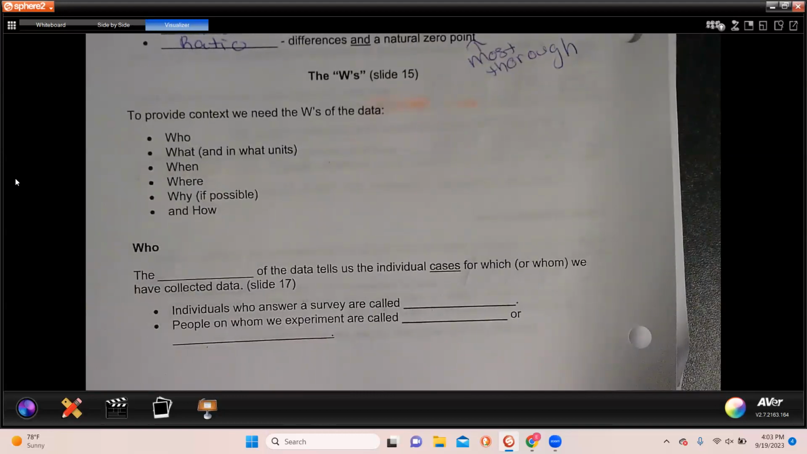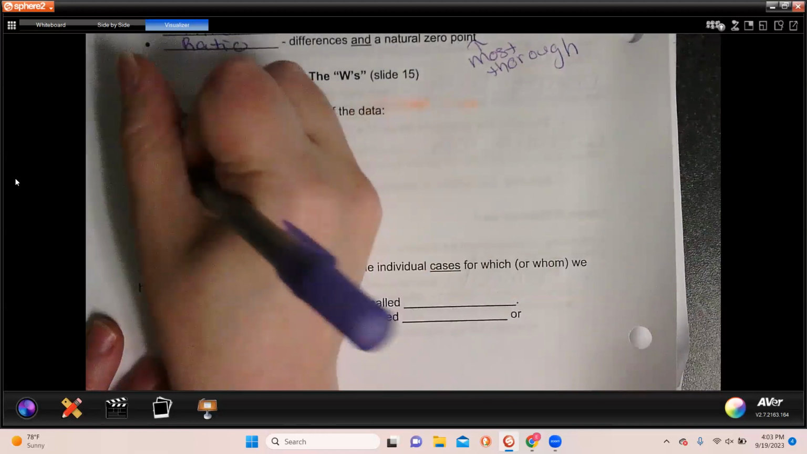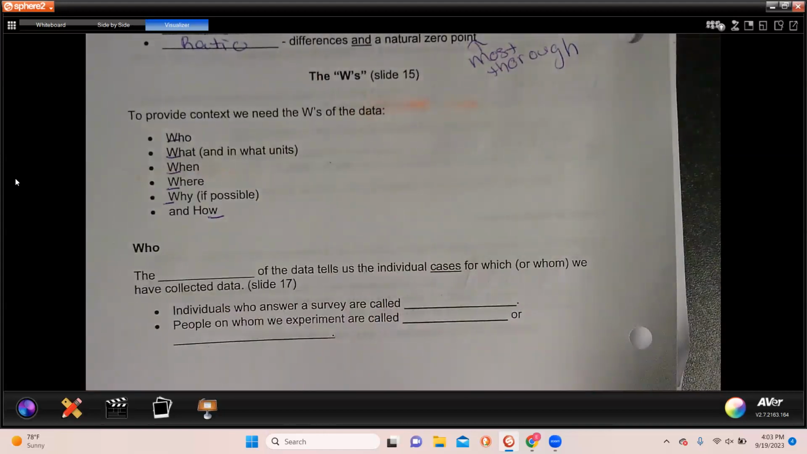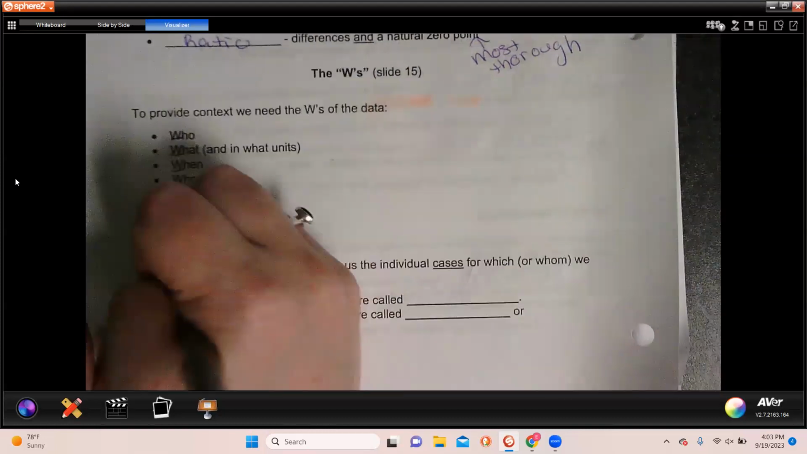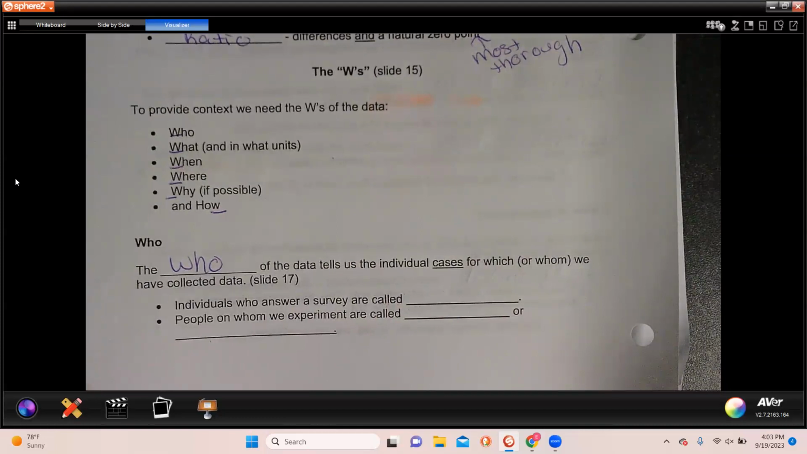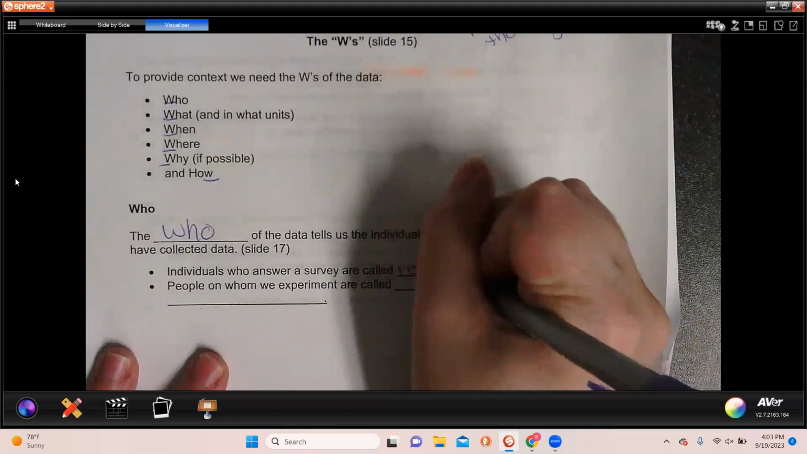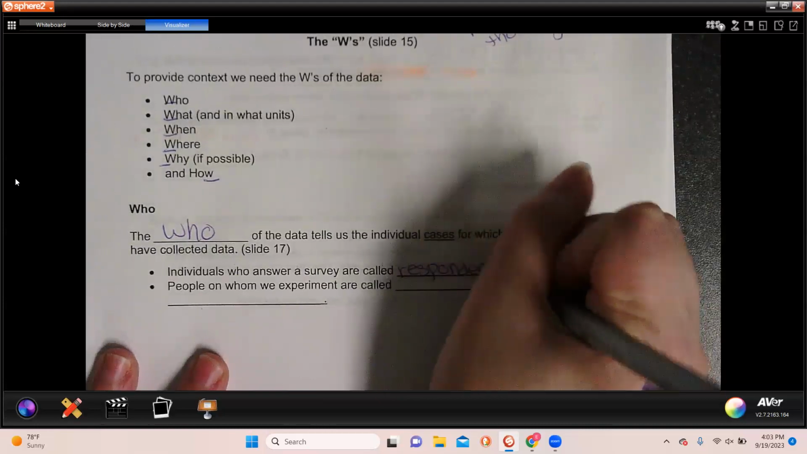All right, so the W's that provide us with context are who, what, when, where, why, and how. I know how doesn't start with W, but it ends in W, so it counts. The who of the data tells us the individual cases for whom we have collected data. This is really important. We will not always get it in a question, but it is extremely important if I want to make some sort of conclusion.